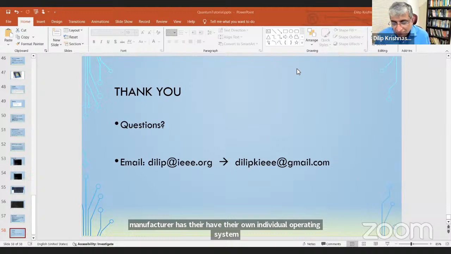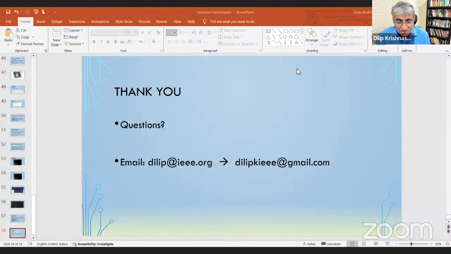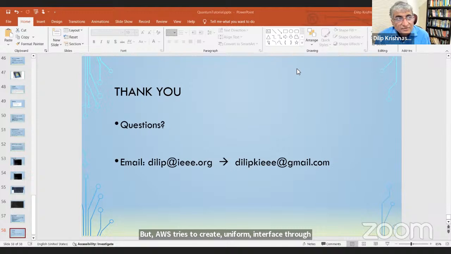Yeah, so right now, each manufacturer provides an interface to access their computer, but AWS tries to create a uniform interface through AWS Braket. Braket is from the quantum-inspired notation of bra-ket. So you could go through AWS, or you could directly interact with each quantum computer individually. Like you could just go directly talk to IBM's quantum computer or D-Wave's quantum computer through the cloud, or you could go through AWS as well.